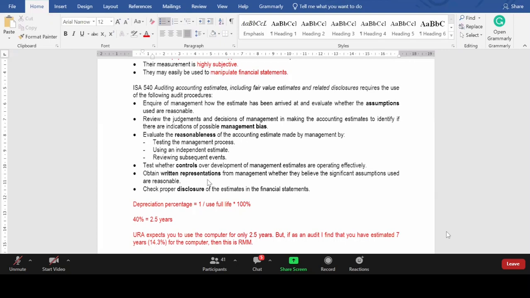Then as an auditor, also obtain written representations from management. Written representation means that management writes a letter. It's also called a letter of representation. Management will write you a letter confirming that they are the ones who made those estimates and they believe they are true. So you obtain the written representations.